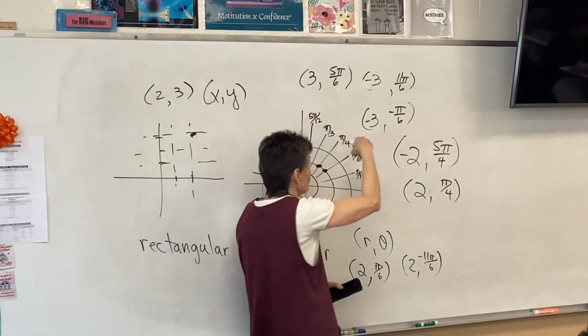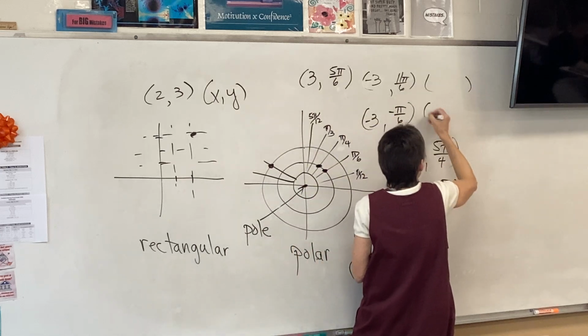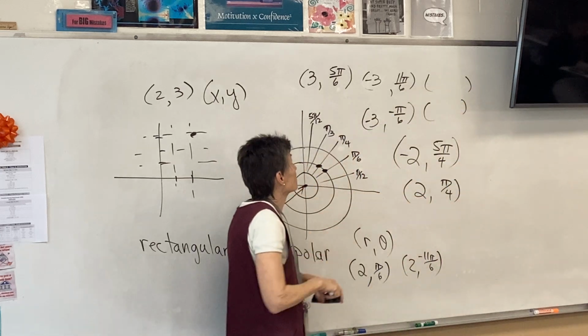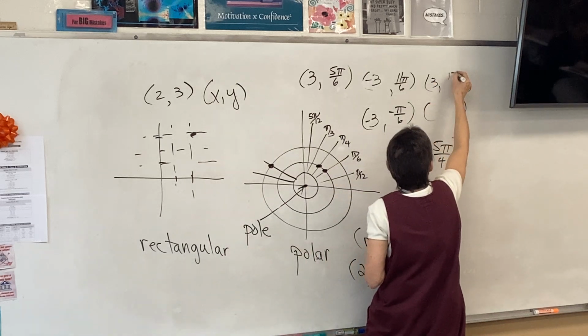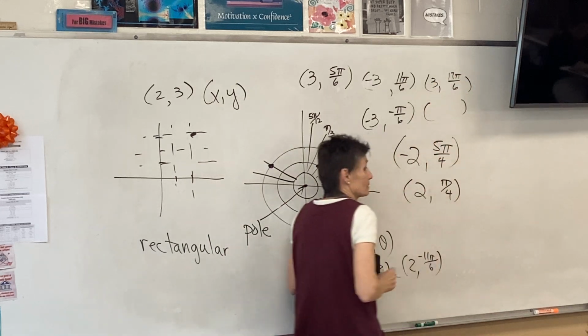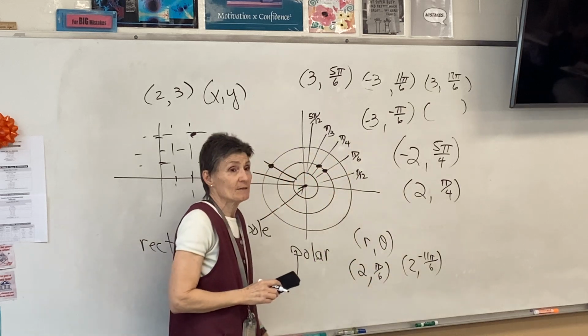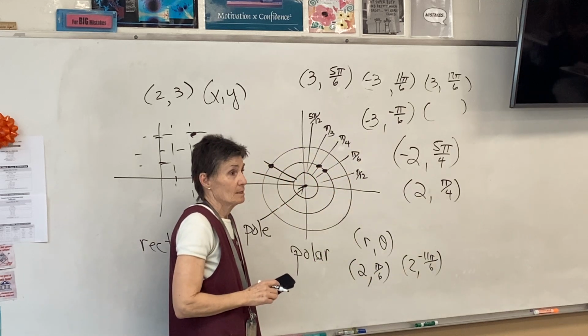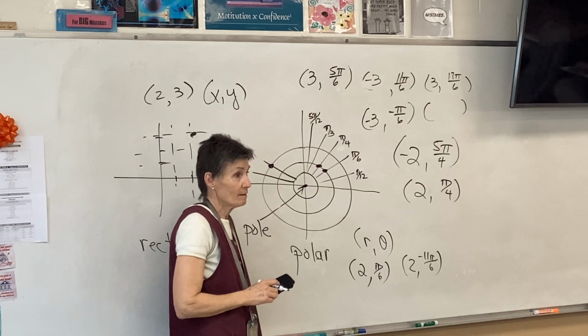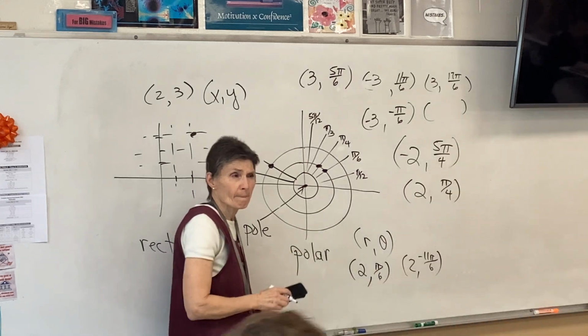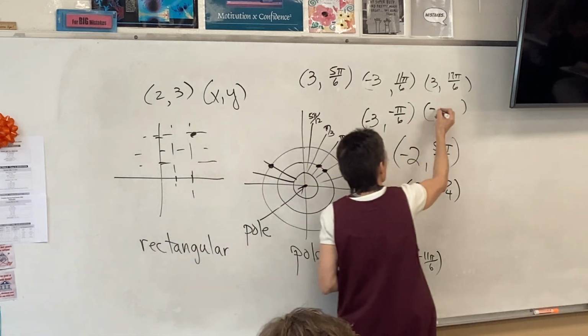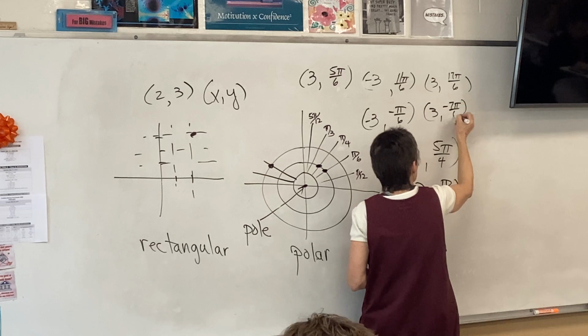11 pi over 6, or negative pi over 6, would that be okay? That's 2 already, but did anybody think of another one? Is there another one you thought of? 3, 17 pi over 6. How did you get 17 pi over 6? Added 2 pi. Anybody have a different one? 3, negative 7 pi over 6.